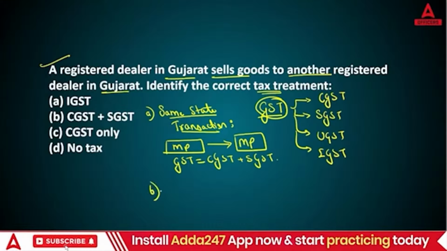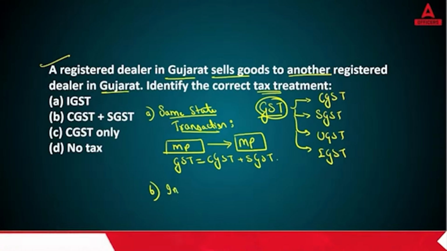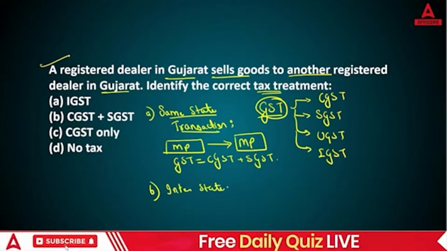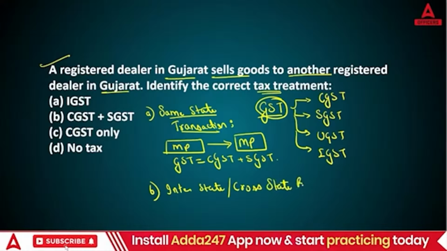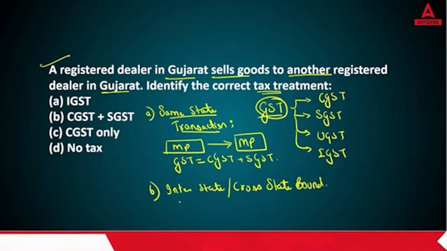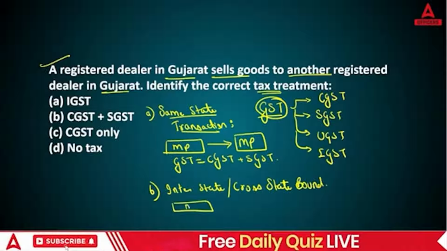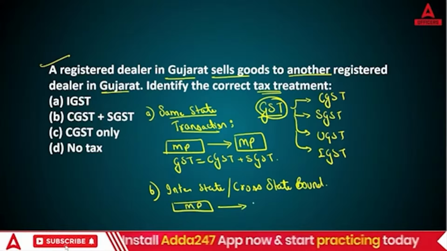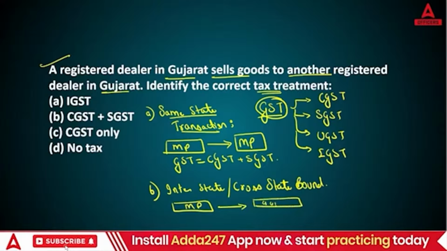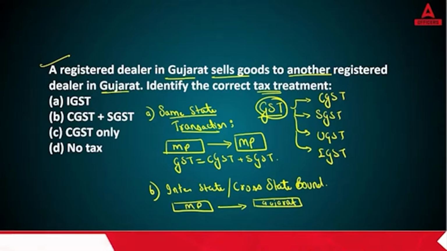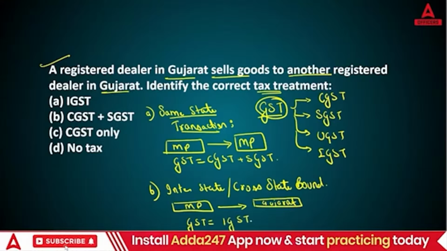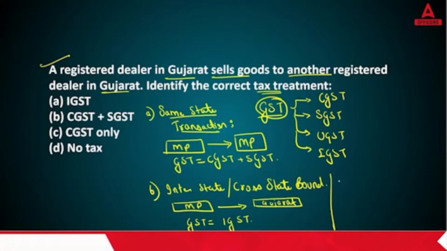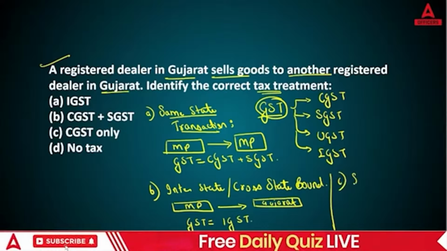Second point is, in case of interstate, when you cross the state boundary. Suppose this is your one state known as Madhya Pradesh. Now you are supplying goods to, let's say, Gujarat. Here you are crossing one state boundary, so you are going to charge GST equal to IGST.